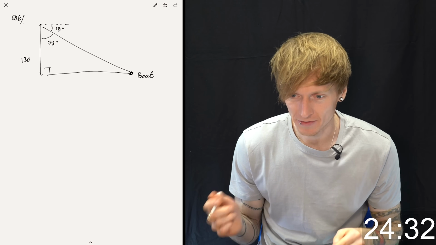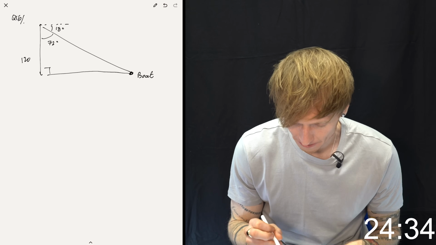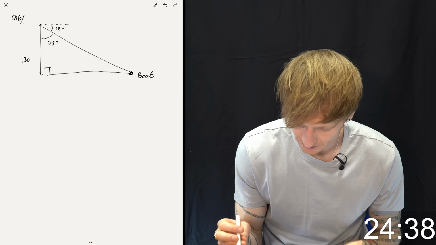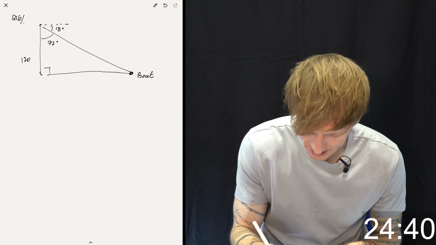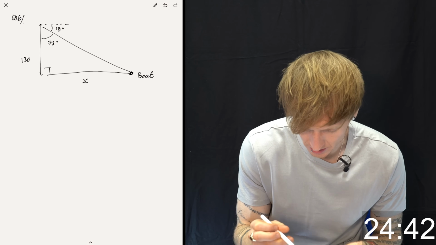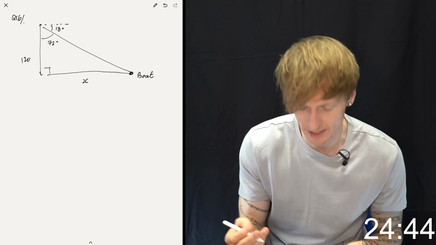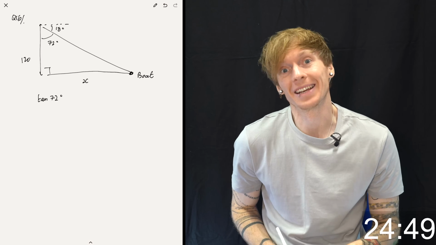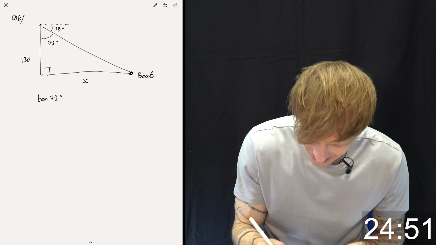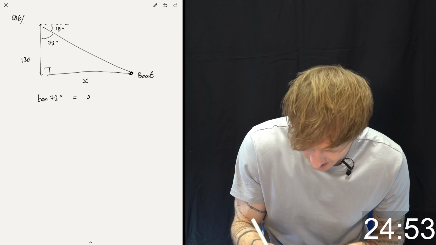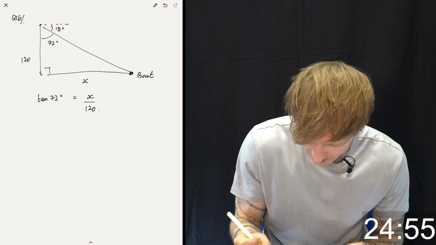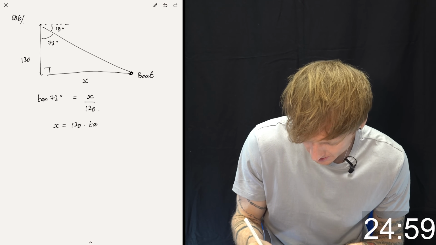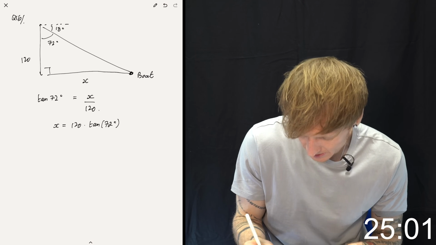Distance from the boat to the base of the cliff. So what do we know? We know the height and we know the angle. I want to know x, so I want opposite and adjacent, so it's tan. Tan of 72 degrees is equal to x over 120. So my answer is x equals 120 times tan of 72 degrees.